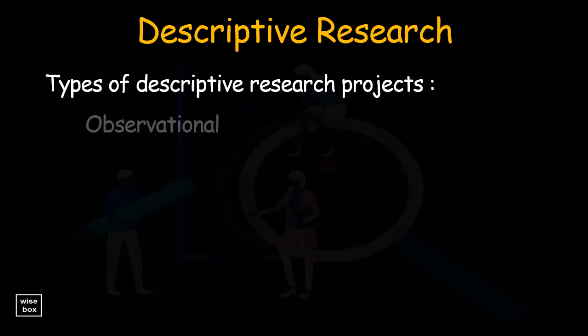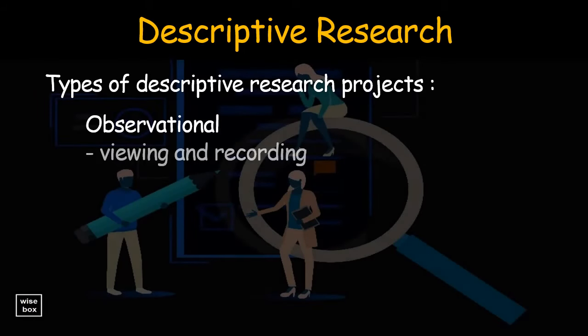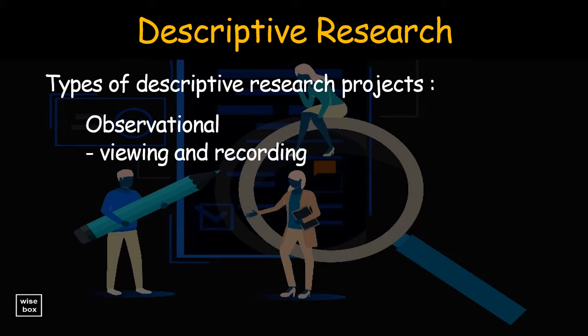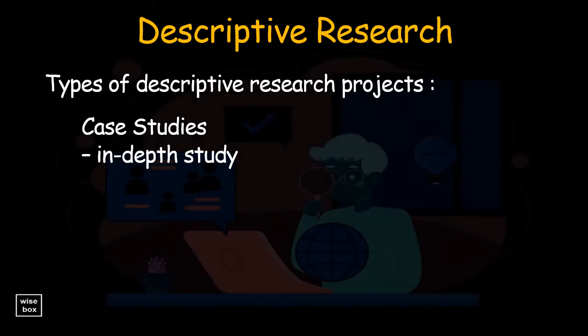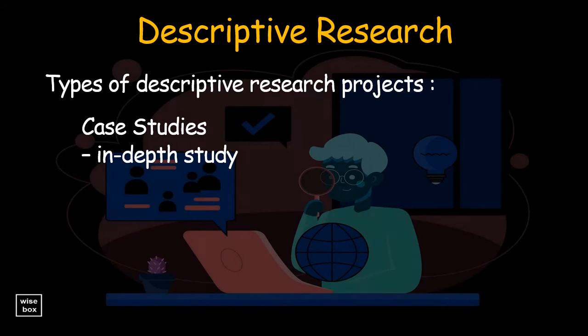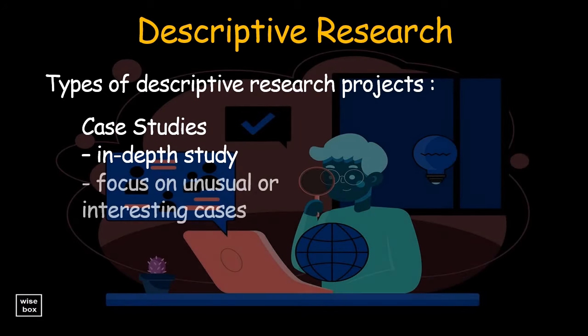First is observational, defined as a method of viewing and recording the participants. Observational methods are used to document and describe animal and human behavior in a natural or artificial environment. Next is case studies, which involve an in-depth study of an individual or a small group of individuals. Case studies often focus on unusual or interesting cases that challenge assumptions, add complexity, or reveal something new. Case studies are good for describing, comparing, evaluating, and understanding different aspects of a problem.